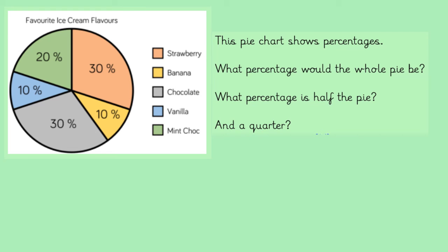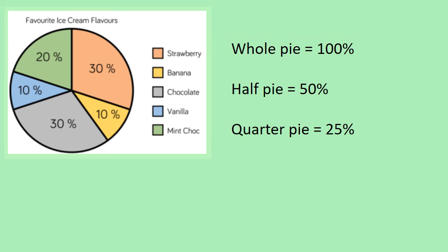This pie chart shows people's favourite ice cream flavours, but instead of numbers of people, it shows percentages. Pause the video and think what percentage the whole pie would be. What about half the pie and a quarter? So the whole pie must represent the whole group, so that would be 100%. Half the pie would represent half that amount, or 50%, and a quarter of the pie would represent a quarter of that amount, or 25%.